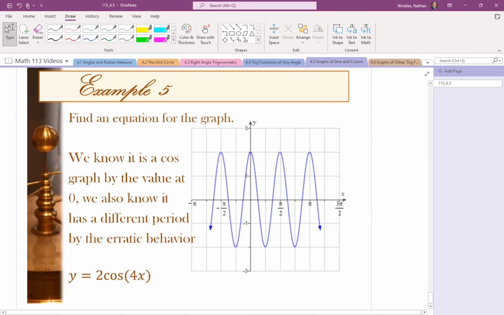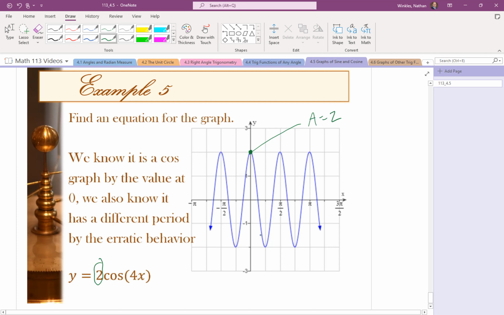The last thing we could do is try to match a graph. If we try to match a graph, we have to see what we're doing here. One, we can still figure out our characteristics. At 0, we're up here at 2. So we know that our amplitude is a 2. We know it's a positive 2 because we're in the positive. So that gives us our 2 here.